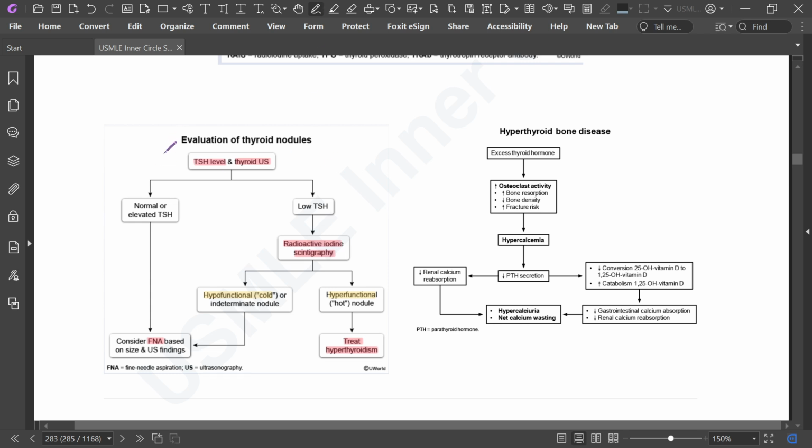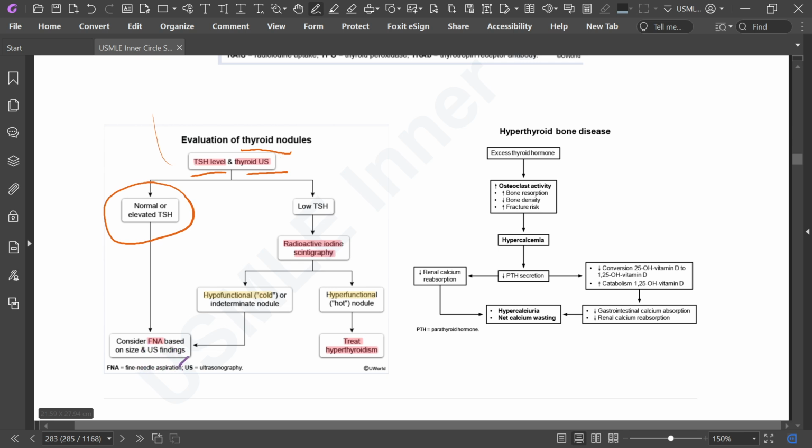evaluation of thyroid nodule. If you find a patient having a thyroid nodule, what will you do next? You will give a TSH and you will do ultrasound. So TSH level and ultrasound. If TSH level is normal or elevated, consider fine needle aspiration based on size and ultrasound finding.